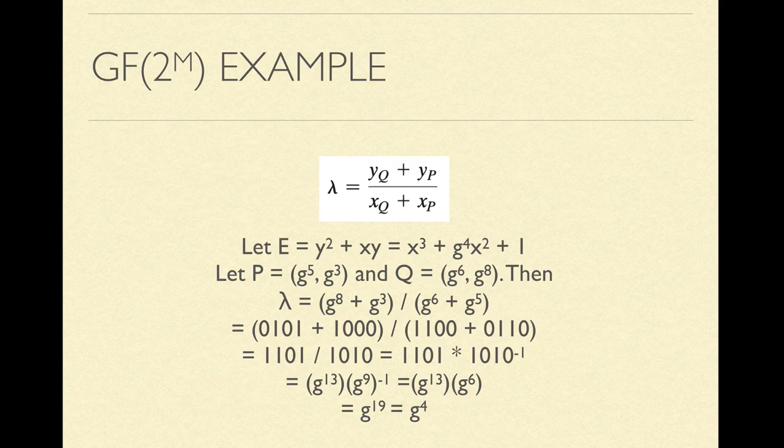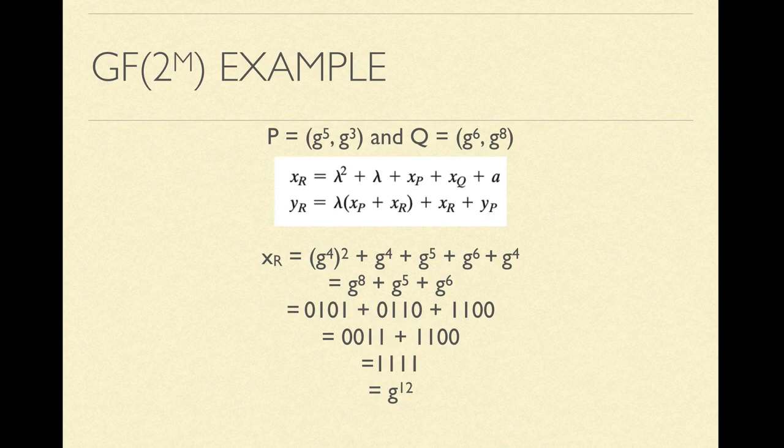And as in the case with the integers mod p, division is just multiplication by the multiplicative inverse. So I switched these back to be powers of g because multiplication is easier that way. 1, 1, 0, 1 is g^13. 1, 0, 1, 0 is g^9. So the inverse of g^9 will be g^6. And we have g^13 times g^6 is g^19, which is g^4 in GF(2^4).